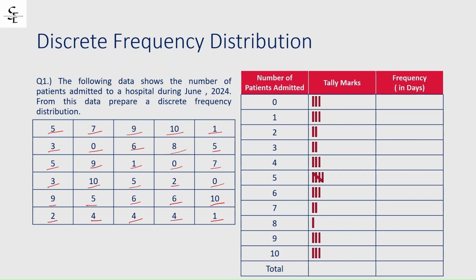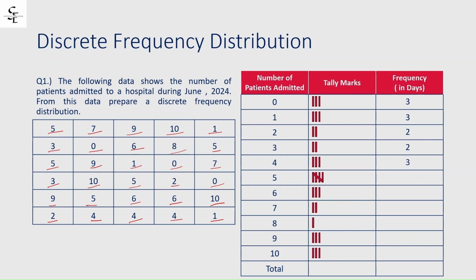For 0 patients admitted, there are 3 tally marks, so we will write 3 in the frequency column. For 1, there are 3 tally marks, so we will write 3 in the frequency column. For 2, there are 2 marks, so we will write 2 in the frequency column. For 3, there are 2 tally marks, so we will write 2 in the frequency column. The next is 4. There are 3 tally marks, so we will write 3 in the frequency column.